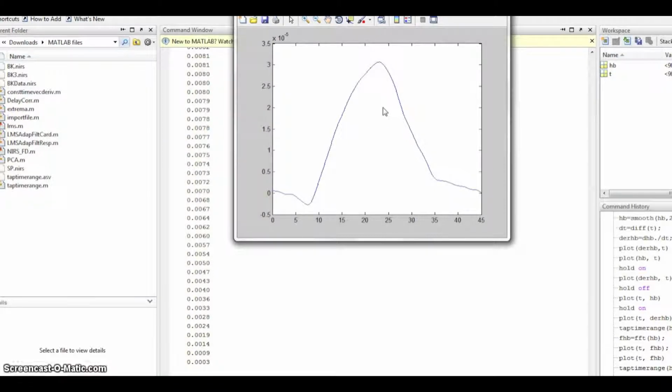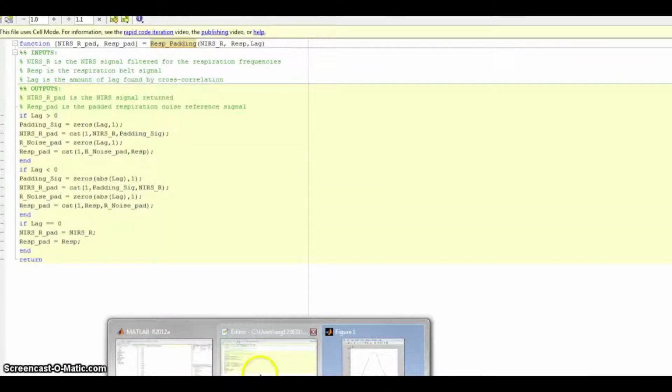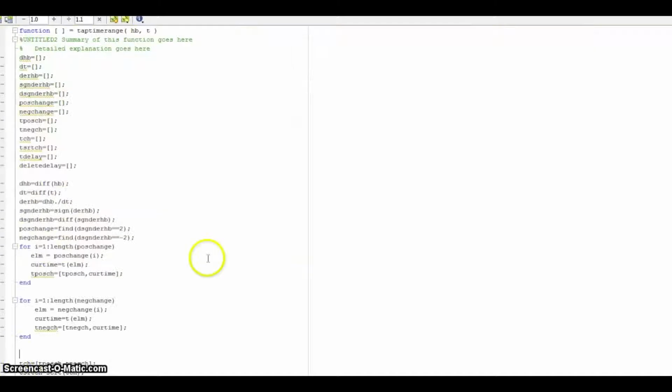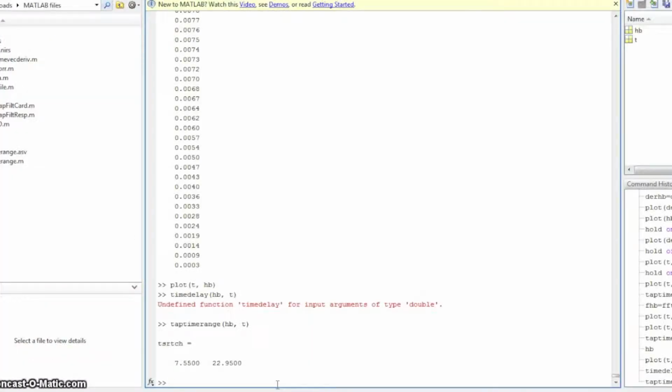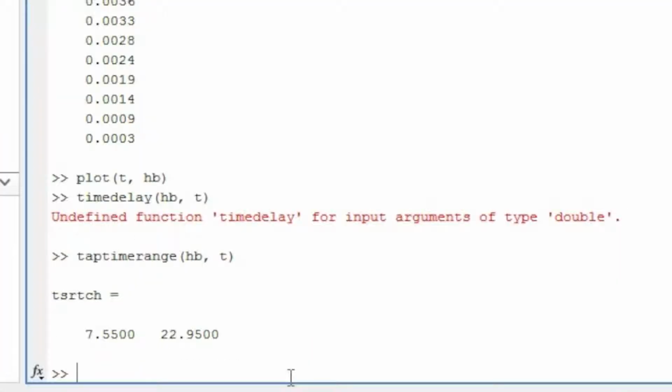We iterate through the data vector and find the portions where the derivative is greater than 0, allowing us to isolate periods of activation using this code. A vector is output, illustrating the times between which the finger is tapping.